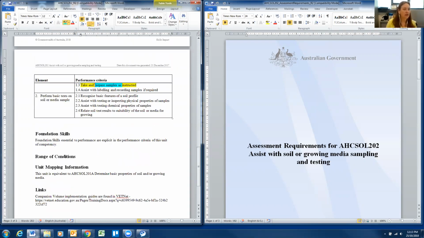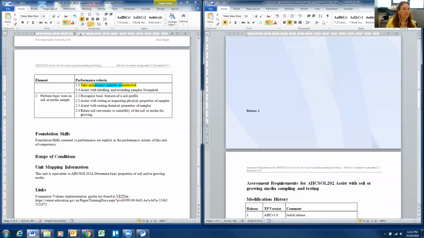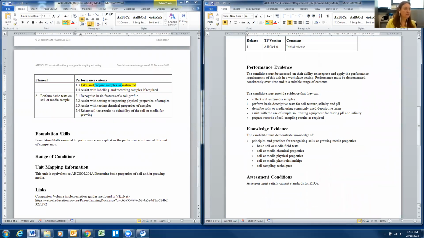I also come into performance evidence here. So mostly so far it's just been observation and knowledge. And in fact, the performance criteria is just observation and knowledge for this unit. However, when you get to performance evidence, they've actually got to prepare records. So therefore something that is a make me thing. They've got to actually hand in some records that they've prepared while they've been doing the soils.